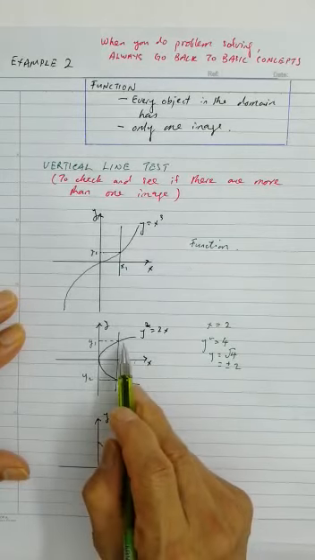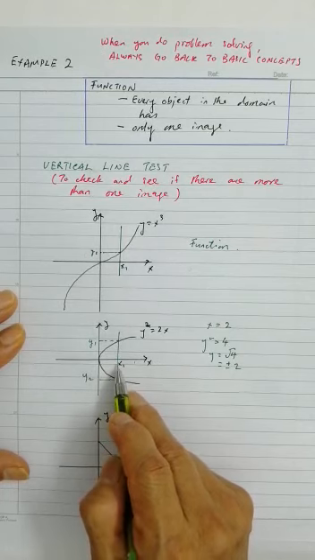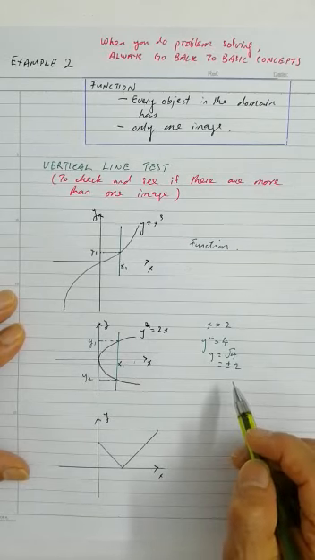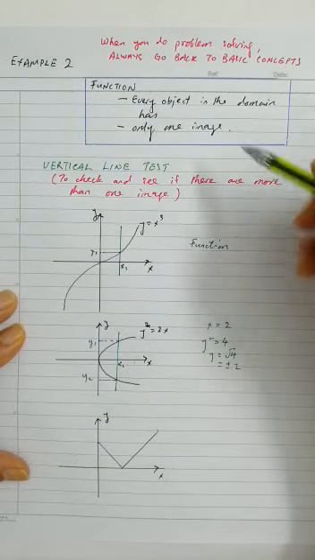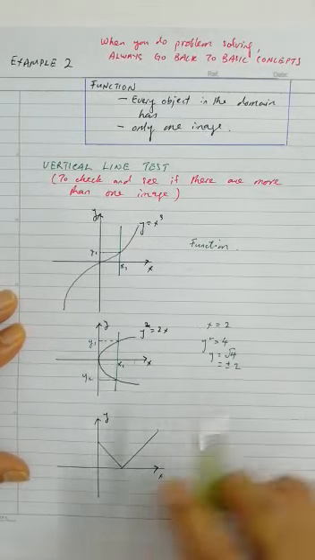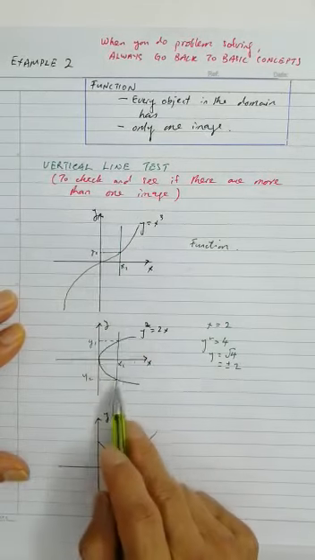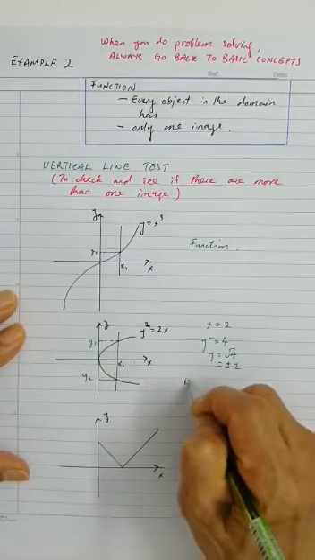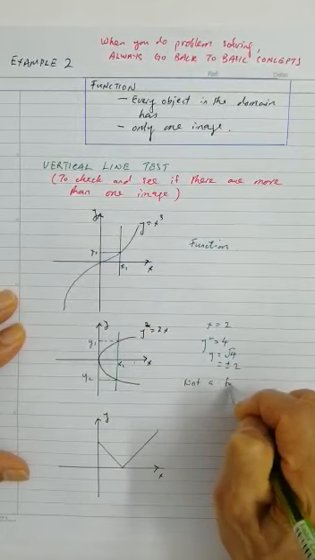That means for any object, I have two images. So that means condition 2 is not fulfilled. To be a function, you must have only one image. Here, there is more than one image already. So this is not a function.